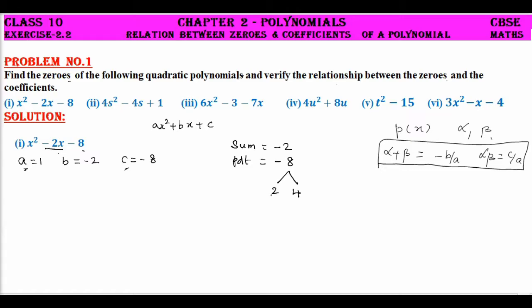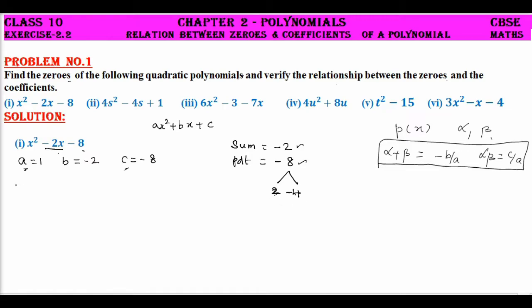so any one of these factors, either 2 or 4, should be negative so that you get the product to be negative. But before applying the sign, you check the sum also. If the sum is also negative, then please place the negative sign with the bigger number so that you get the two numbers correct. So here you see the product 2 into minus 4 is minus 8, and 2 minus 4, the sum is minus 2. So we got the two numbers.